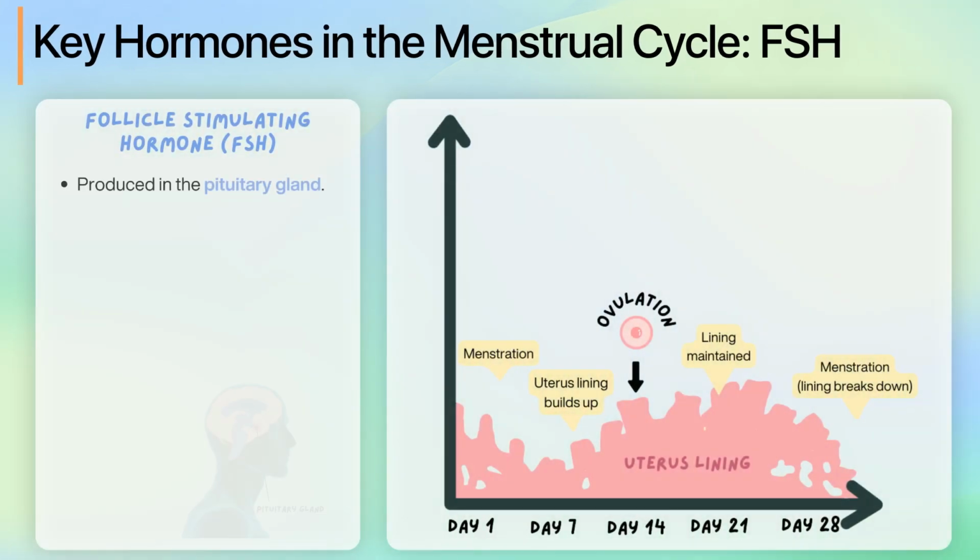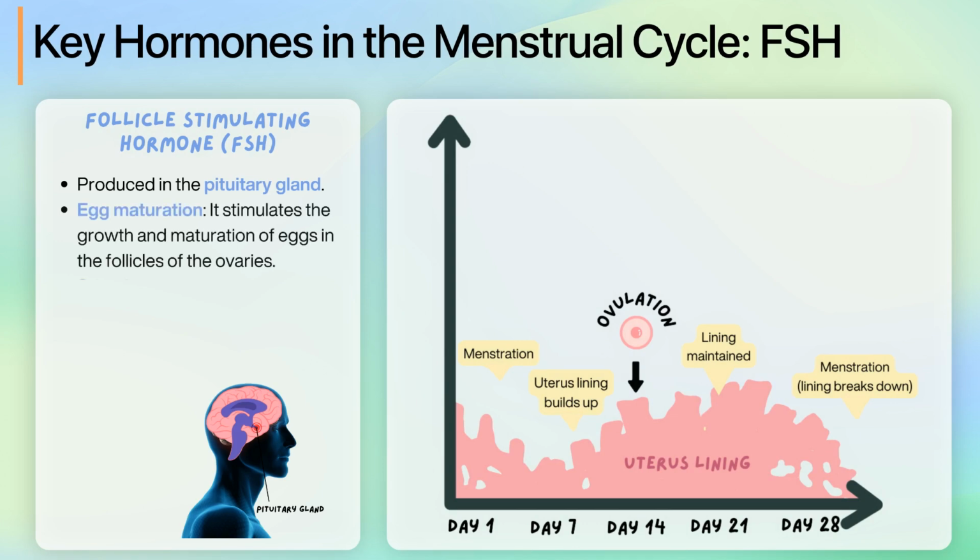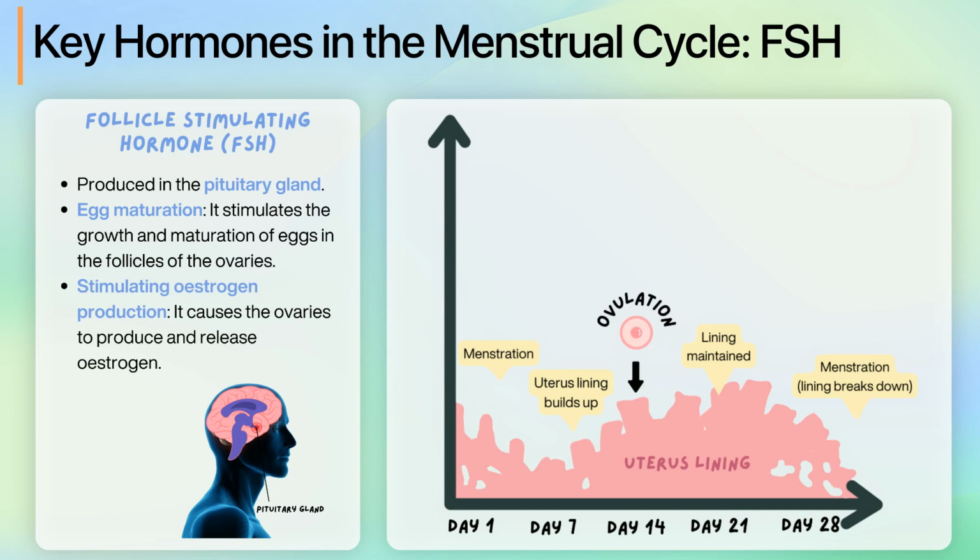FSH is produced by the pituitary gland, a small gland located at the base of the brain. FSH has two main roles. Firstly, egg maturation. It stimulates the growth and maturation of eggs in the follicles of the ovaries. Secondly, stimulating estrogen production. It causes the ovaries to produce and release estrogen. FSH concentrations begin to rise at the start of the menstrual cycle, which lasts approximately 28 days.